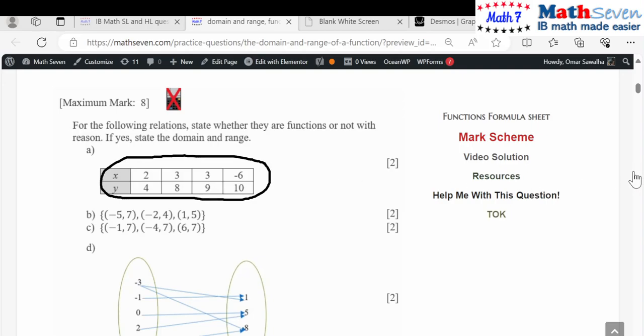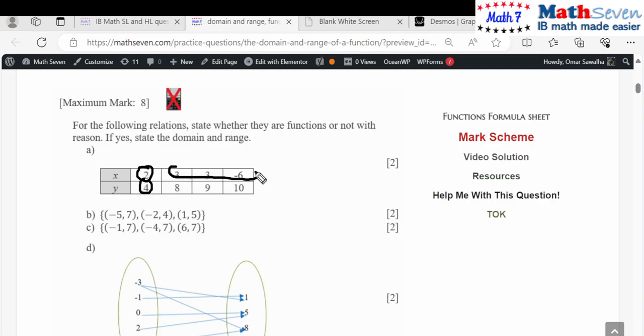So this relation, let me take a look at the domain. So the 2 is connected with 4. Is there another 2 here? No. So that means so far it's a function. Look at 3. The 3 is connected with 8. Now another time the same 3 is connected with 9. That's not a function. That's a relation.